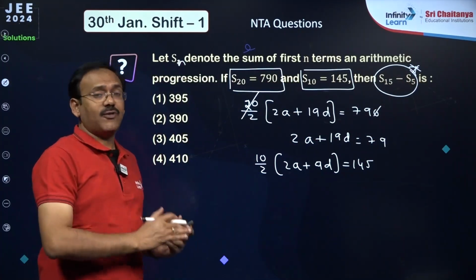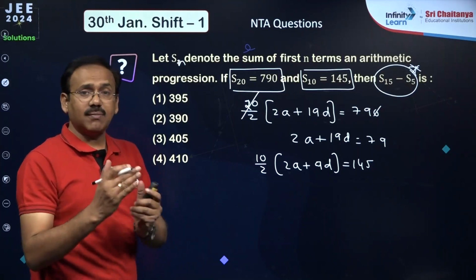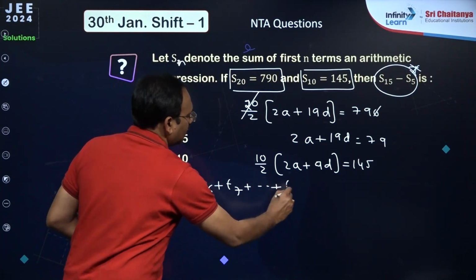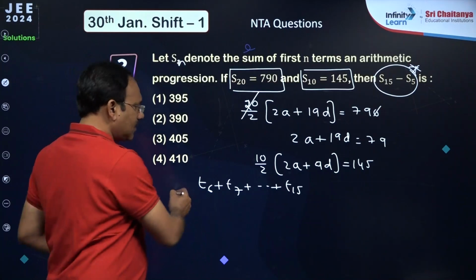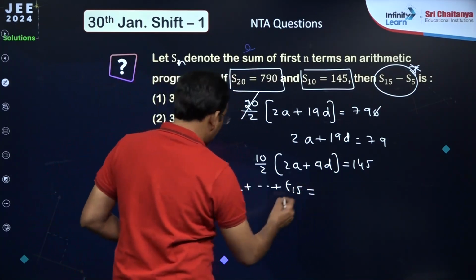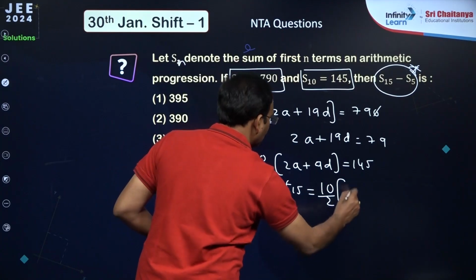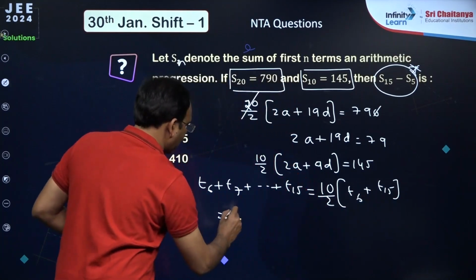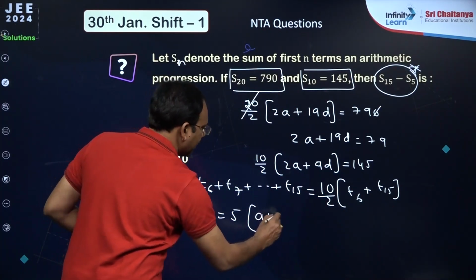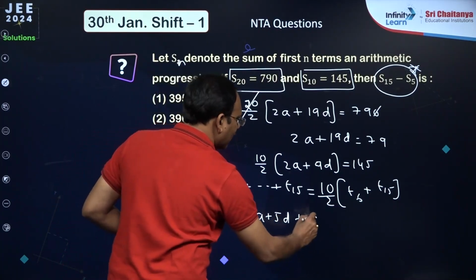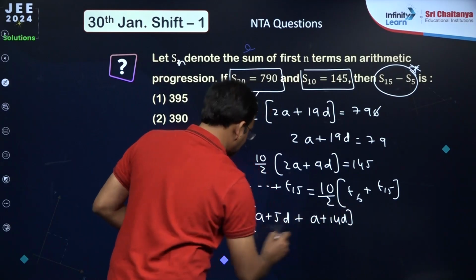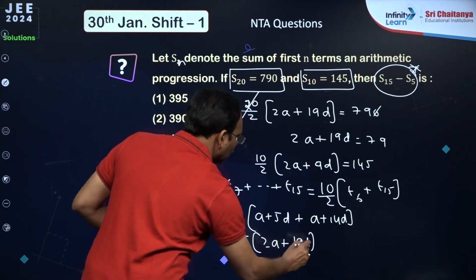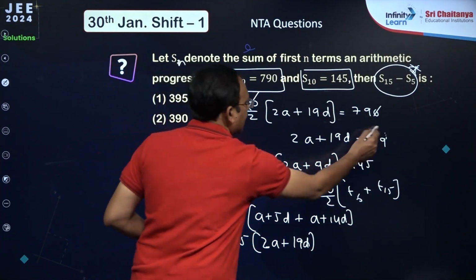That is, from the sum of first 15 terms, you are removing the sum of first 5 terms. That means you will get T6 plus T7 and so on up to T15. These terms will be in AP, so you can write the number of terms are 10. 10 by 2 into first term plus last term, which is 5 into T6, which is a plus 5d, as well as T15, which is a plus 14d, my dear friends, which gives 5 times, interestingly, 2a plus 19d, whose value is already known here as 79.